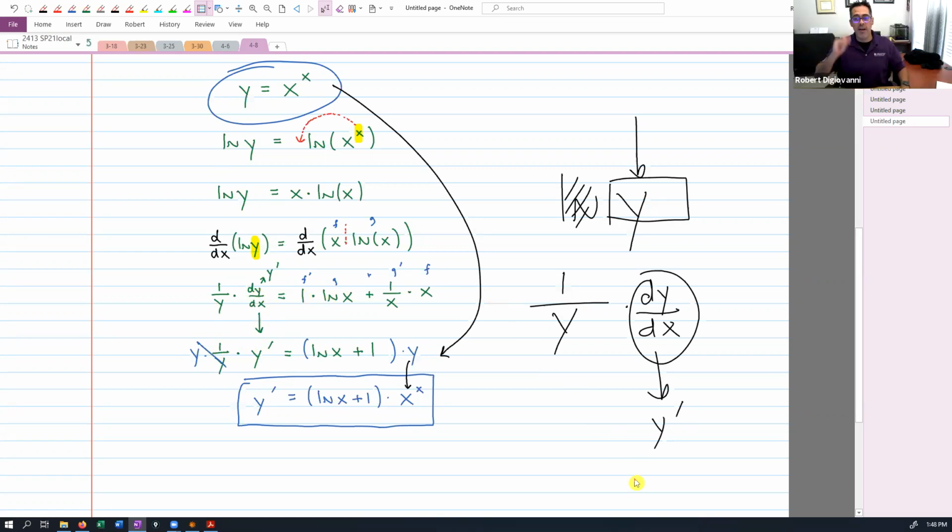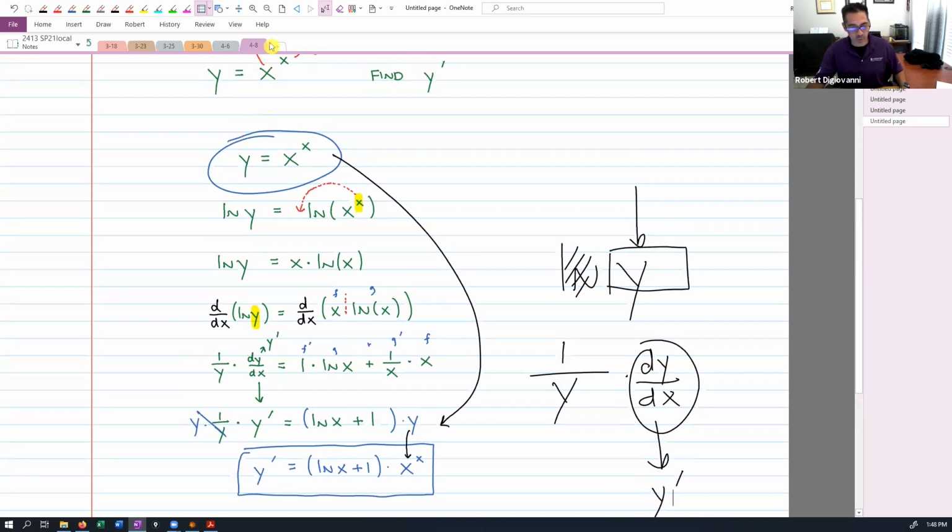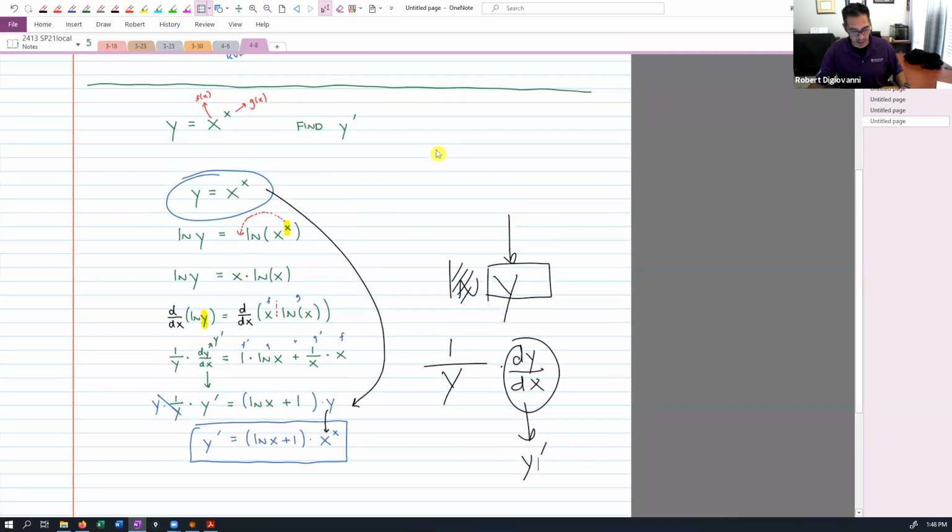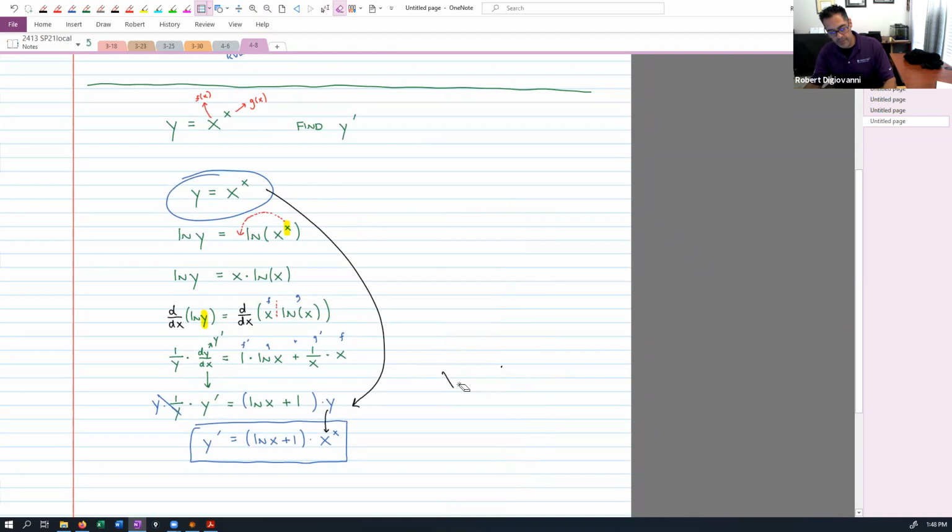I'm going to give you one now. It's going to work exactly like this one worked. So I'm even going to leave this work up here for you to look at if you need it. And here's the problem I'd like for you to do. y equals sine x raised to the 1 over x. I want you to find y prime.